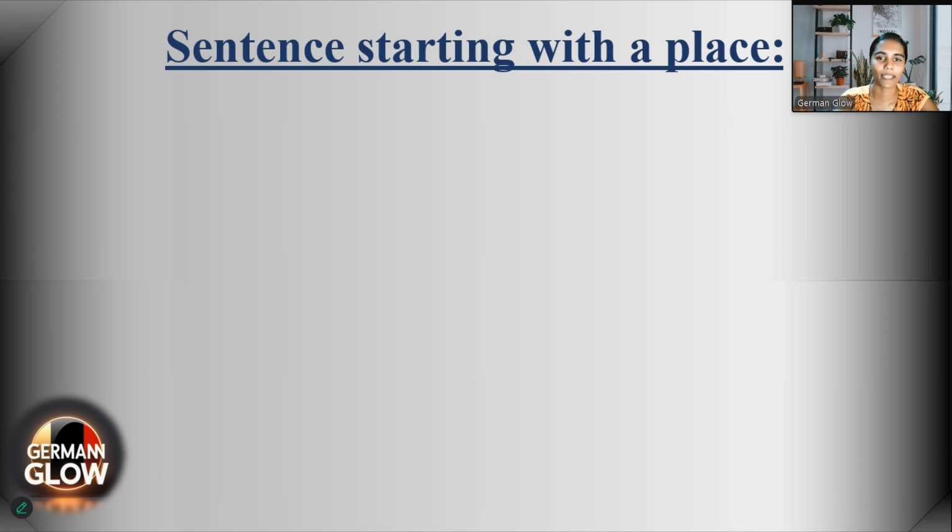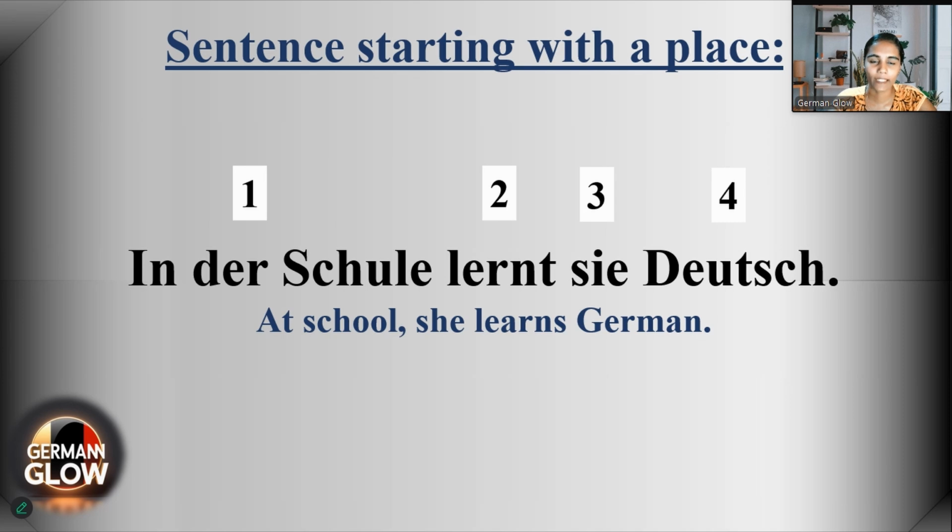Then I am talking about sentences starting with the place. In der Schule lernt sie Deutsch. At school she learns German. The place is in der Schule, at school. The verb is lernt. The subject is sie. Again, the verb is in the second position even though the sentence begins with the place.